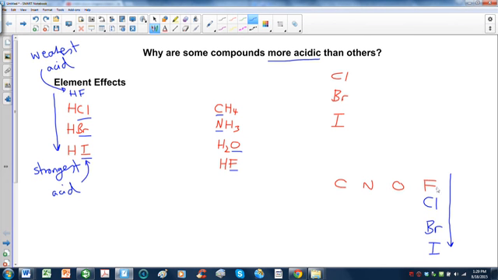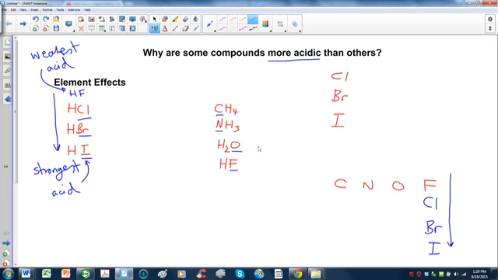So the point is, going down a group, whether it's group 7 or whatever, any group, going down a group, the acidity will always increase going down if you have a binary acid. Now remember, the concept of weakest and strongest is all relative. Out of these 4, HF is the weakest acid.